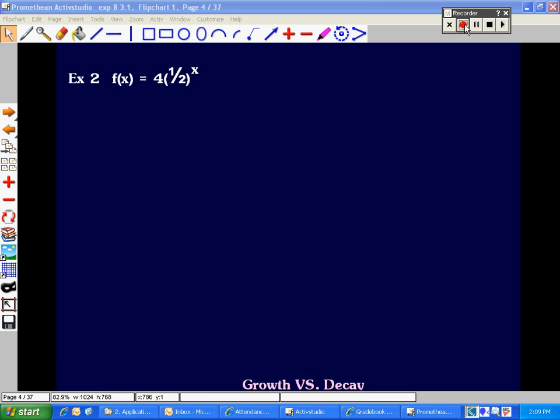Here's example 2. Do the same thing for this example. Pause the video, and then press play to check your answers. Again, find the initial value, find the base, graph the function, find the domain, the range, and the end behavior limits.